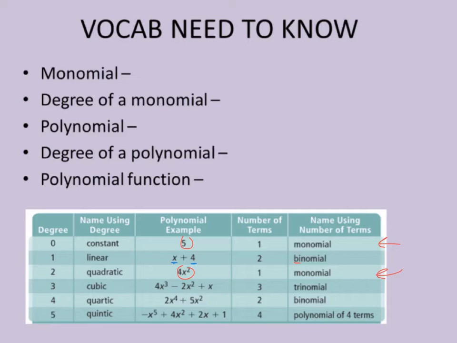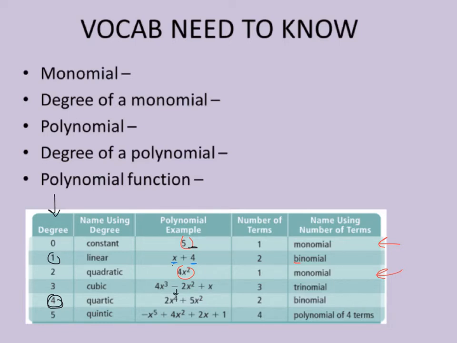Degree of a monomial. If you look in this first column, this gives you the degrees of all of these. If a monomial has a degree of 0, that means that there's no variable there. So since there's no variable, it's going to have a degree of 0. This has a degree of 1 because there is 1x. Now if you look further along, this has a degree of 4 because the highest exponent of the variable here is 4. So that's why it has a degree of 4.